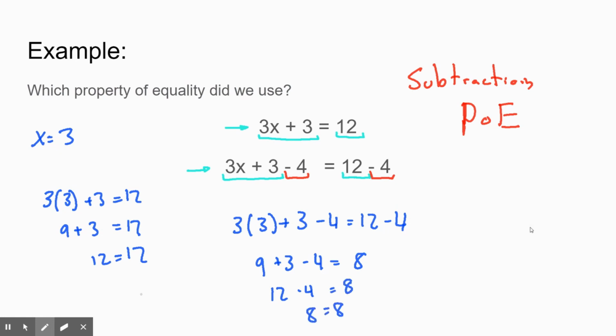You'll notice that although these two are no longer the same, they are still equal. They are still true. That is what our property of equality is doing. It's just changing it around so it's equivalent. It keeps our equation true, which it should do. So hopefully that makes sense. Take a minute, write down this example if you need to.